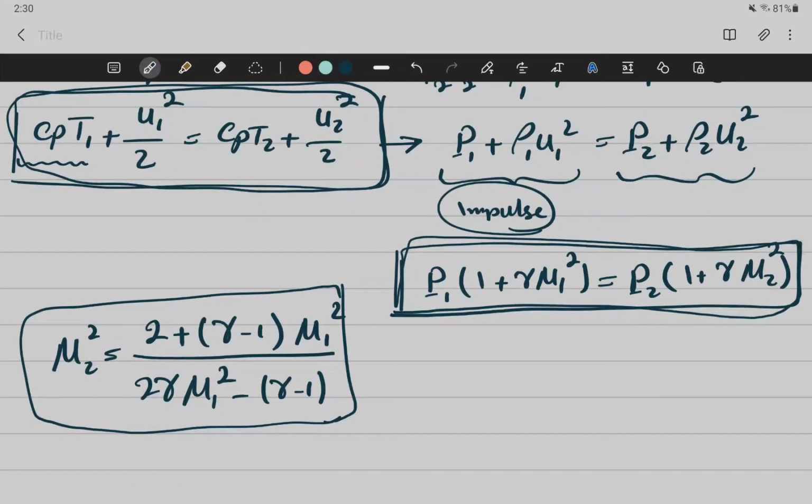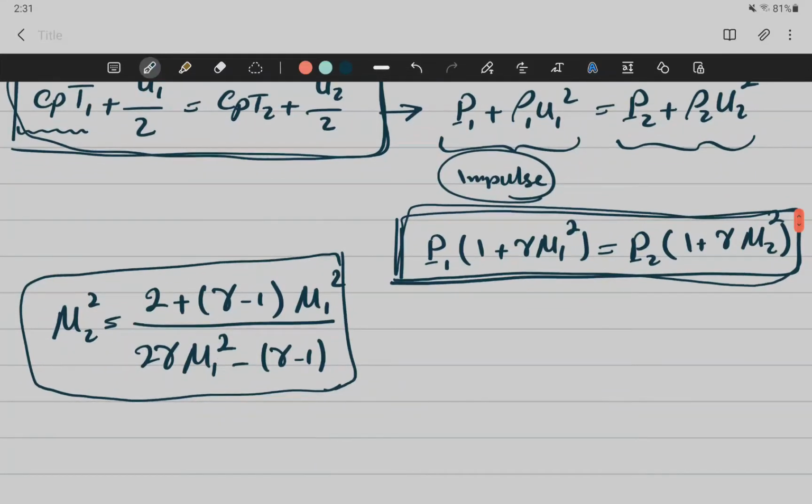But then again, you really don't need these equations. So just write them down, know they exist, and I'll tell you how to solve the problems involving the shock waves. It's much easier than using all of these equations, okay?